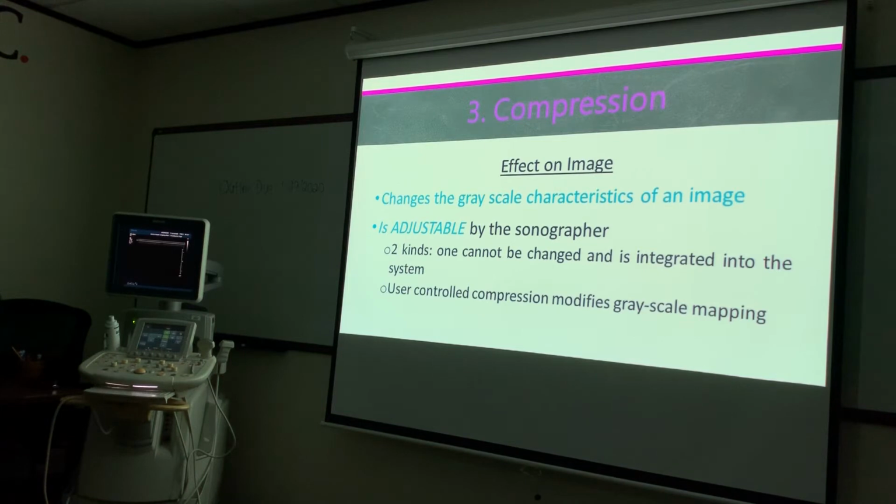Again, two kinds. One cannot be changed and is integrated into the system. It's in the system parameters, basically. Then we have another user control, compression, that modifies grayscale mapping. Grayscale mapping, our gray maps right here. It modifies that. Okay, let's see what I have on right here.